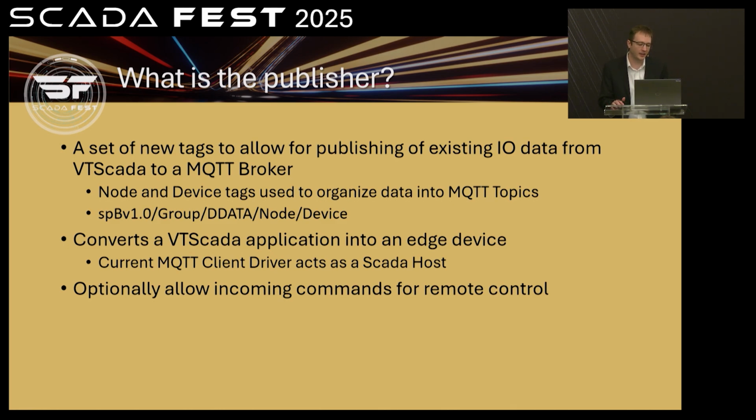There's the node tag and the device tag that are used to organize the data in the topics, right? Because as I mentioned, there are topic structures defined within Sparkplug B. We have to somehow map the data that we have in VT-SCADA into that. That's what we'll use the node and device tags for. You'll see that when I go into my other application and set up the demo. And then beyond that, we also use the tag hierarchy to define the metric names, if you're familiar with Sparkplug B.